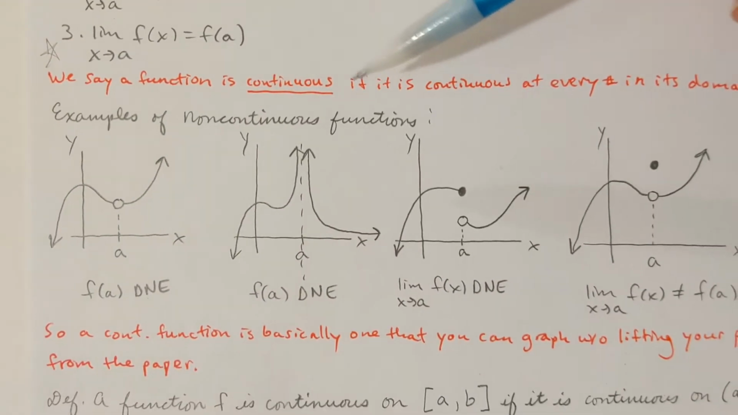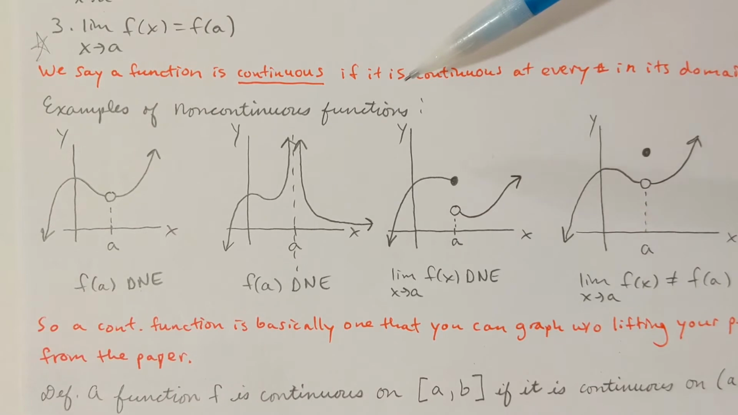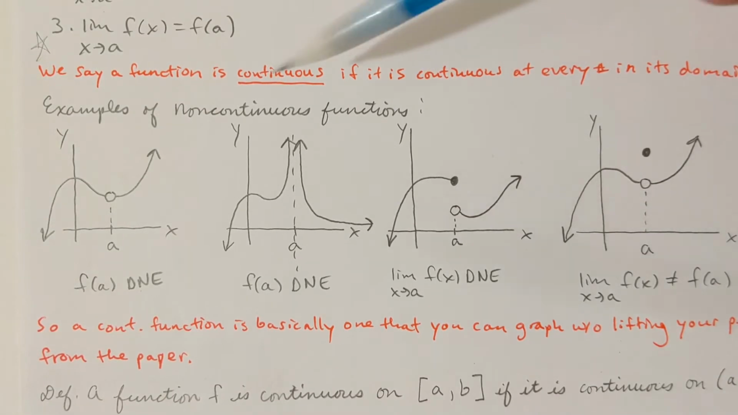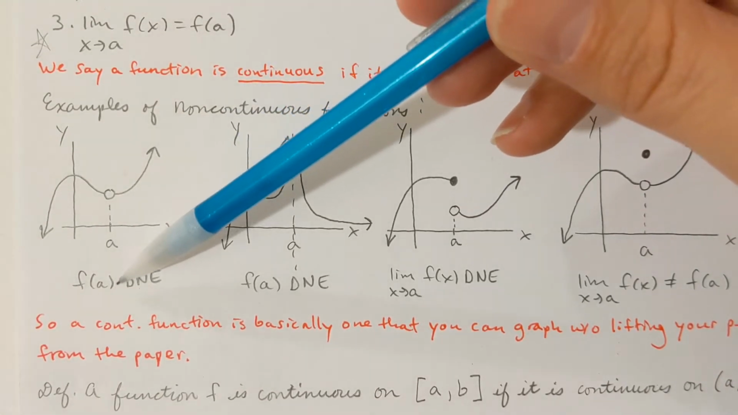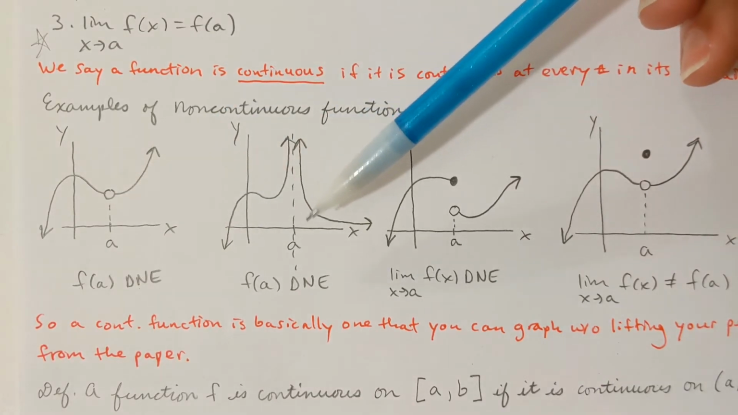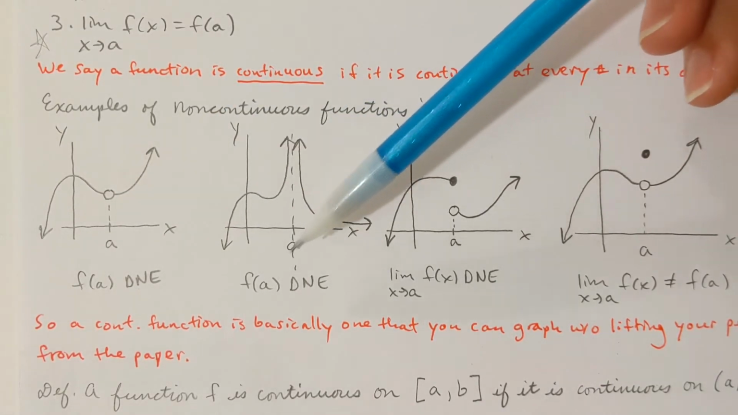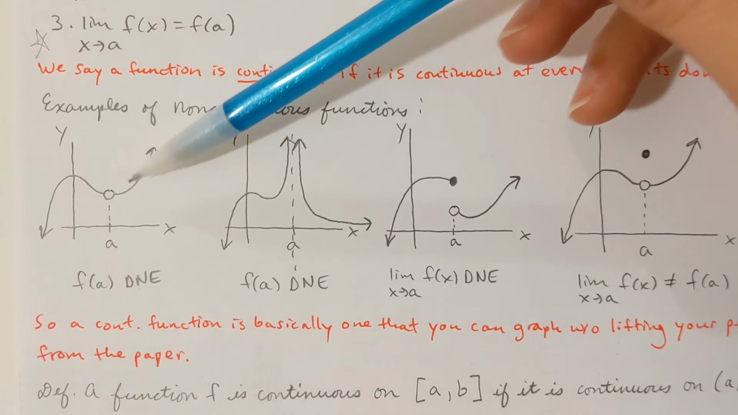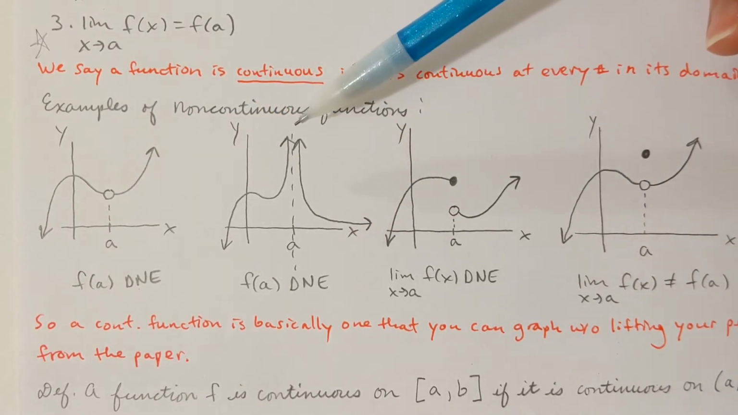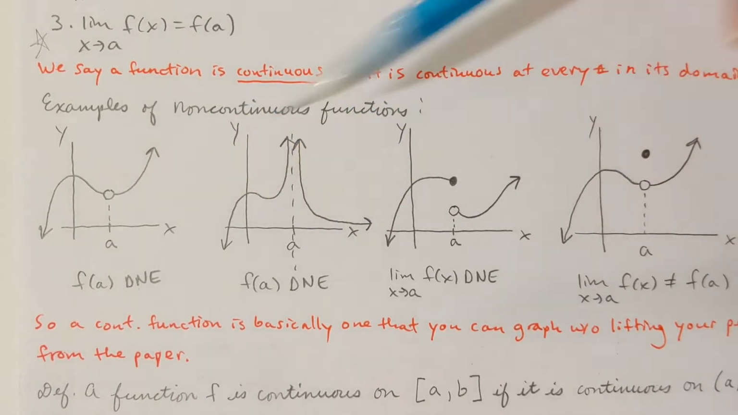Here'd be some examples of non-continuous functions. In the first example, f(a) does not exist. And same thing with this second example too. f(a) does not exist. So you can't have a hole in the graph or a vertical asymptote. a has to be in the domain of f.